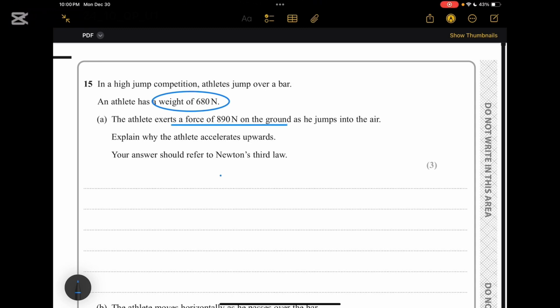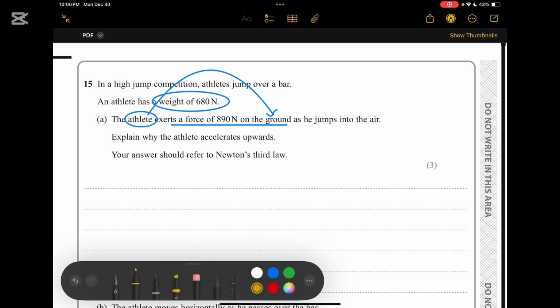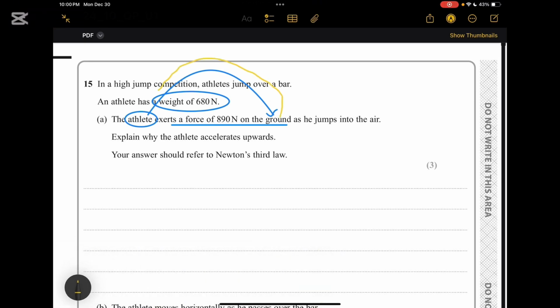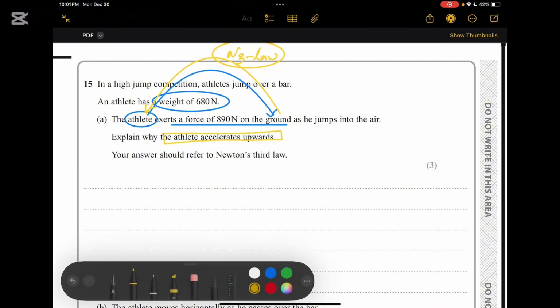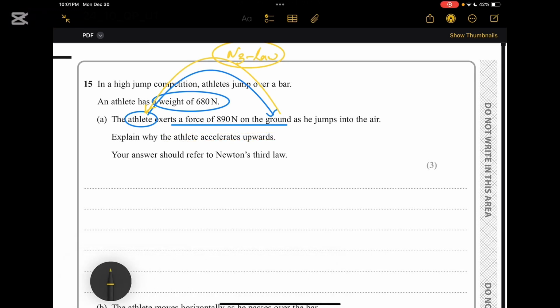So here the athlete is exerting a force on the ground, right? So according to Newton's third law, the ground will also exert an equal and opposite force on the athlete. This is our Newton's third law. So explain why the athlete accelerates upward. Why the athlete accelerates upwards is the question.